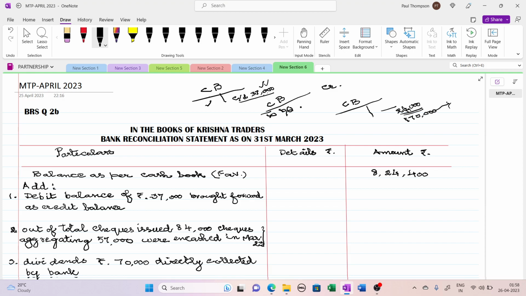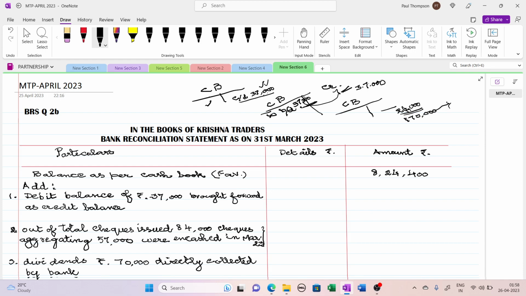Carried down should appear on this side. I should have put it here. This 37,000 should come here. Instead of that, I have written it on the credit side. It means I have taken it as a payment. Actually, it is a deposit. I have this much amount extra, but what I did was show it like a payment.